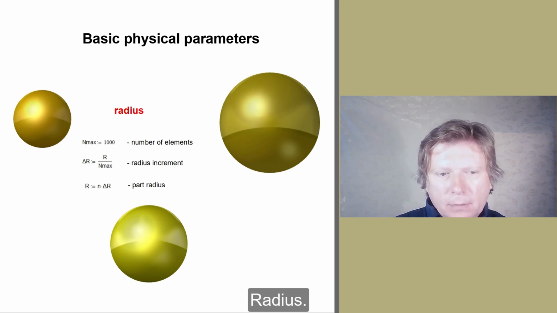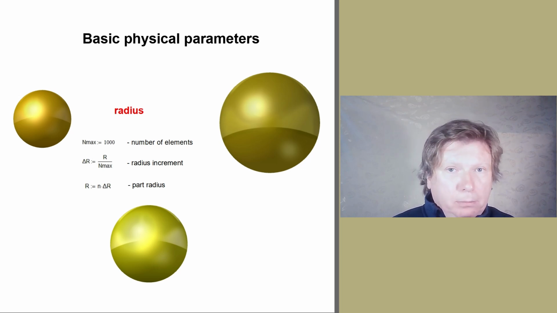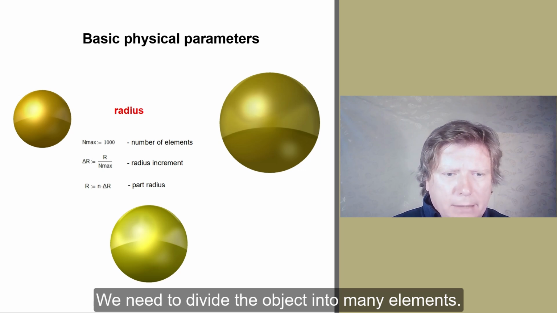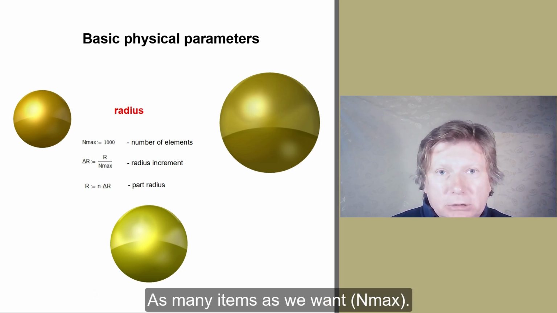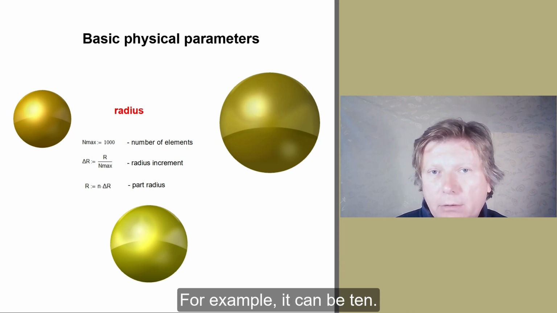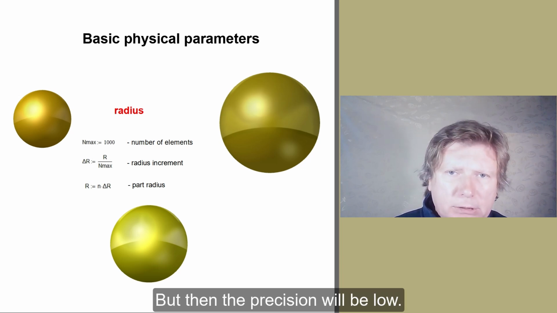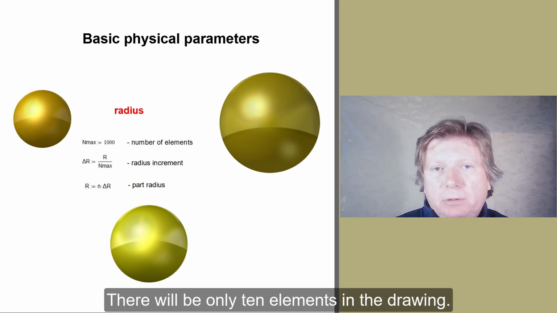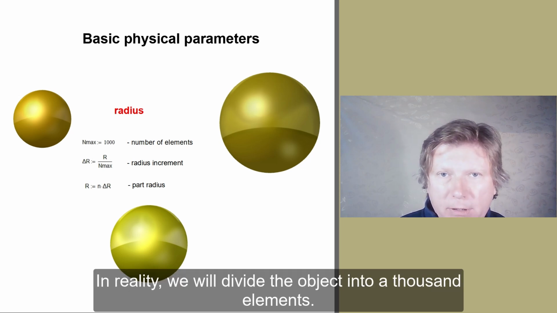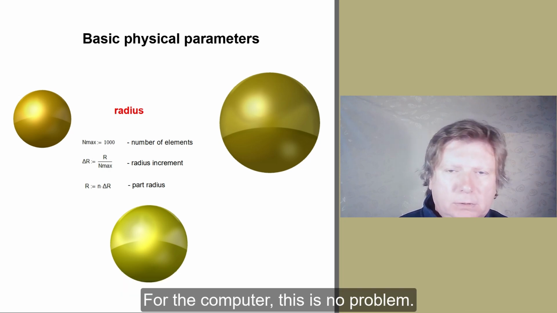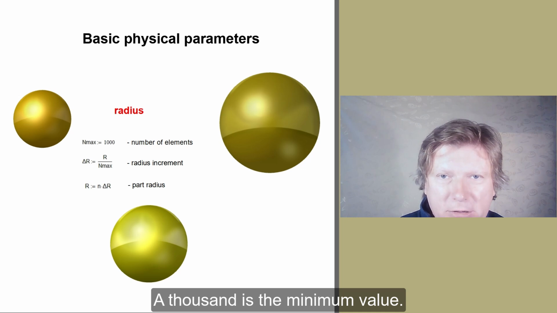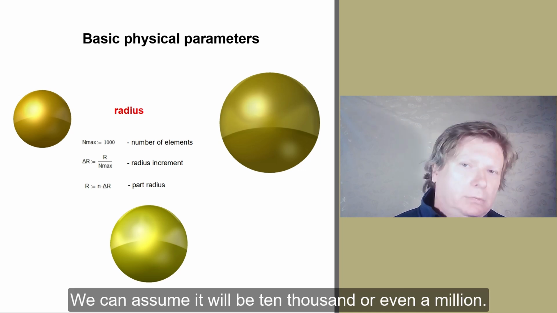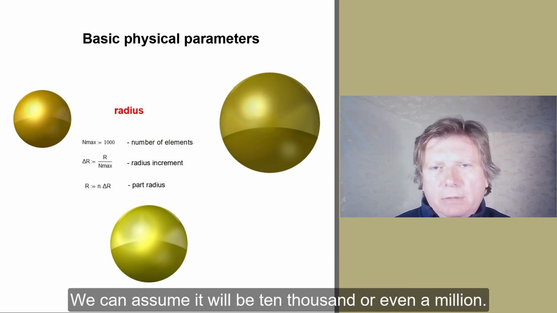Radius. We need to divide the object into many elements, as many items as we want. For example, it can be 10, but then the precision will be low. There will be only 10 elements in the drawing. In reality, we will divide the object into 1,000 elements. For the computer, this is no problem. 1,000 is the minimum value. We can assume it will be 10,000 or even a million.